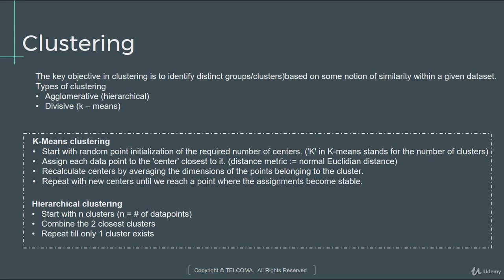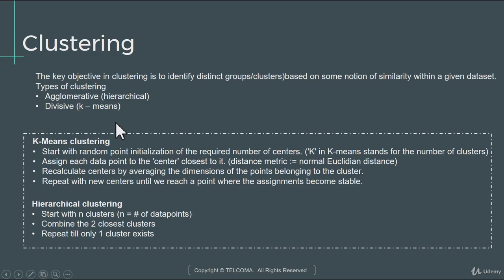Clustering is a technique whose key objective is to identify distinct groups, also called clusters, based on some notion of similarity within a given data set. Now, there are different types of clustering. We have agglomerative clustering, which is hierarchical clustering, and then we also have divisive clustering. The most popular algorithm under this technique would be k-means.